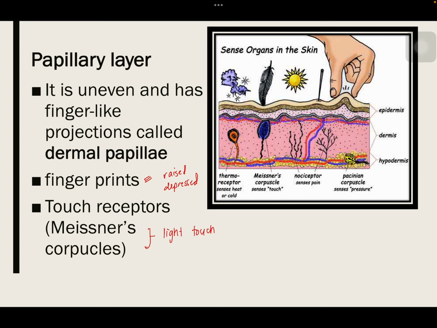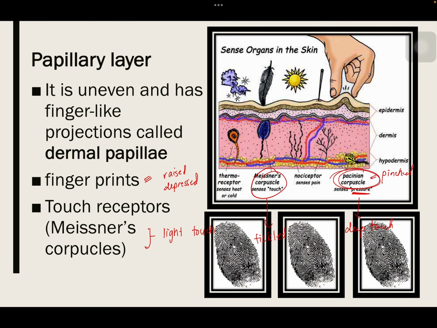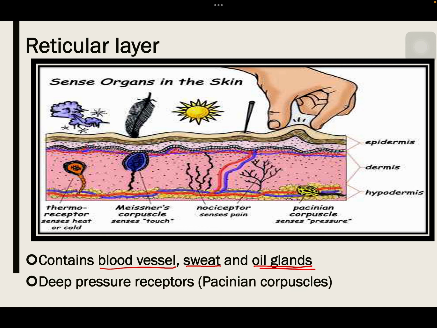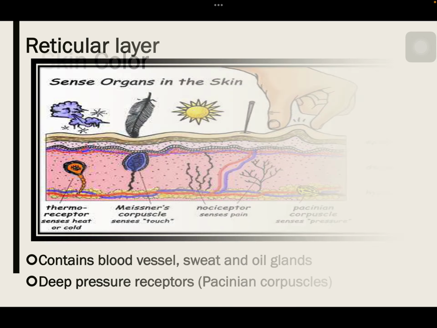Then you have your Pacinian corpuscle, which is the one that senses pressure or deep touch. Your Pacinian corpuscles are the ones that are activated when you are pinched, while your Meissner's are the ones sensing the sensation of being tickled. So kung hinihiti ka, it's your Meissner's corpuscles that send these messages to the brain, telling your brain that you're being tickled. So this is your fingerprints. These are all attributed to your papillary layer. Your reticular layer is the one that contains blood vessels, the sweat and the oil glands. It is also the one that contains deep pressure receptors, or your Pacinian corpuscles.